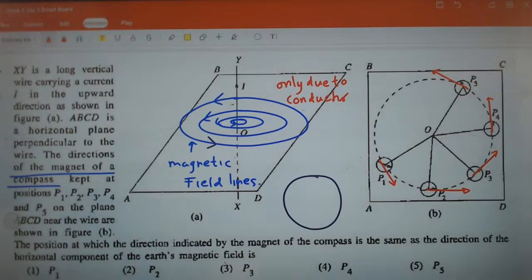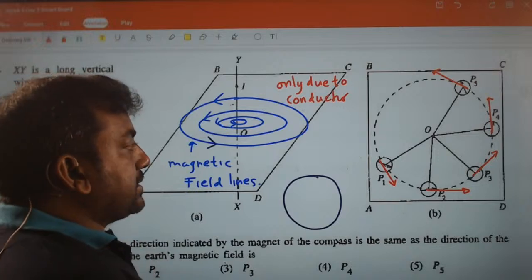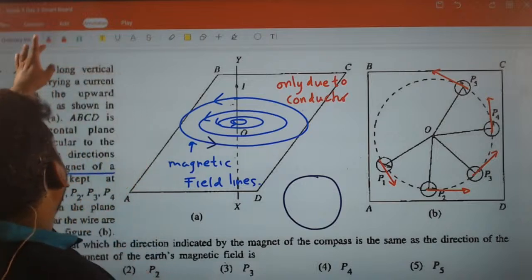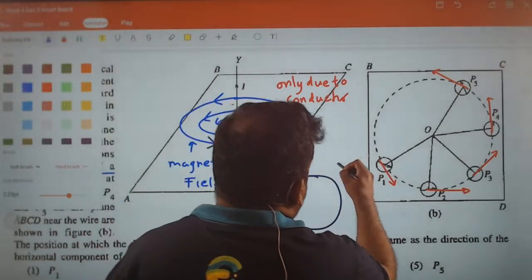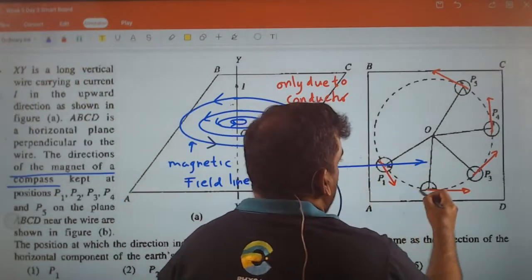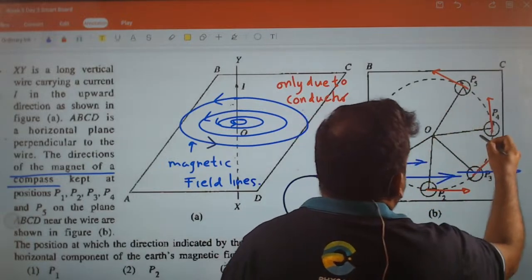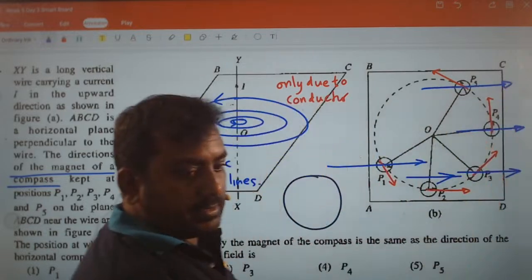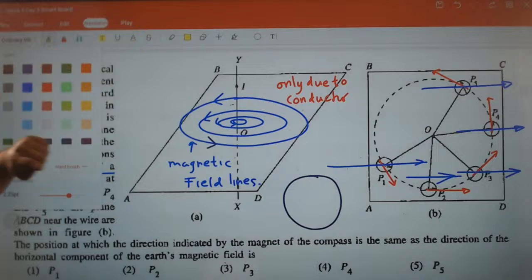Okay. Right. Now Earth's horizontal magnetic field also is there. Look at the board now. Earth's horizontal magnetic field, I'll mark like this. Right. Now the compass will indicate the resultant direction.